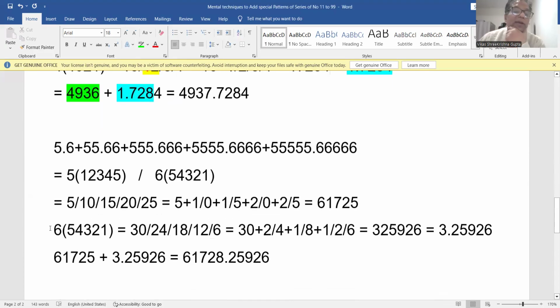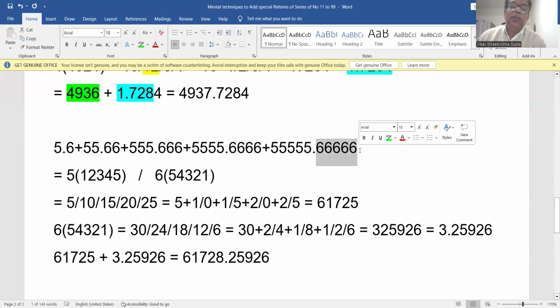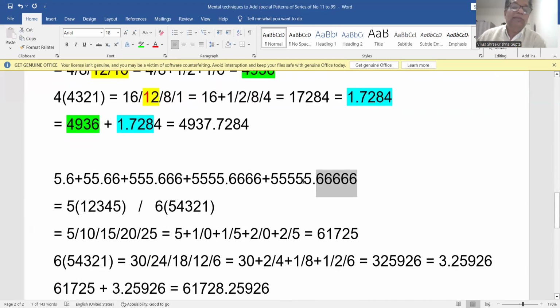In the same way, 5.6, 55.66, 555.666, 555.6666, and then a 5 series. Now, the same concept is applied over here as in the last question. The only difference is now it is a 5 series, not a 4 series. The last question was a 4 series. So I take this 5 common out.